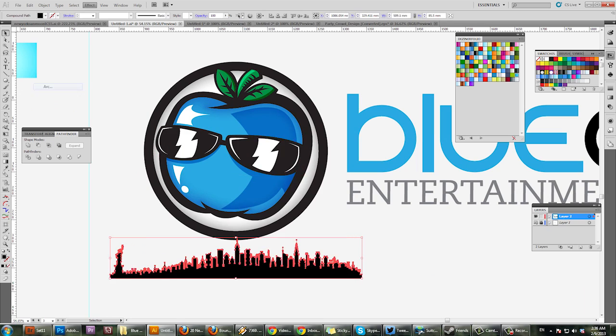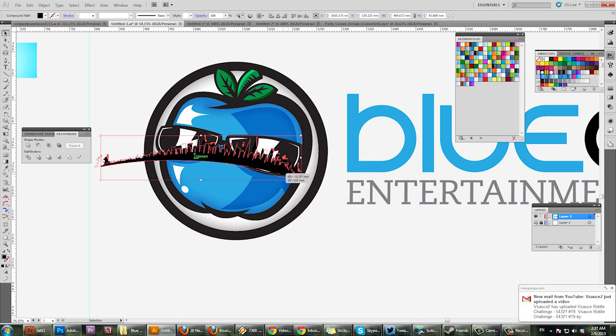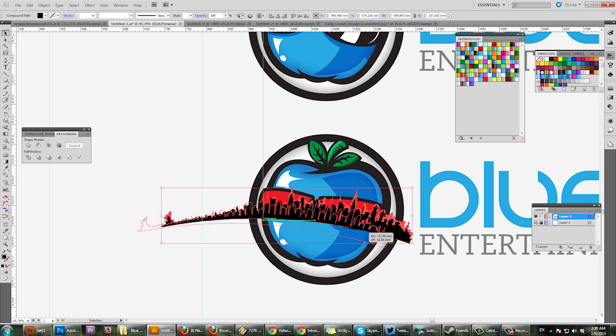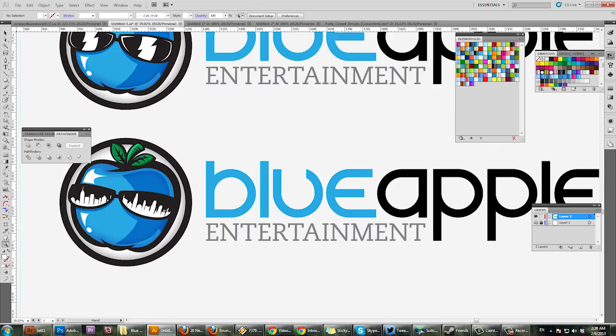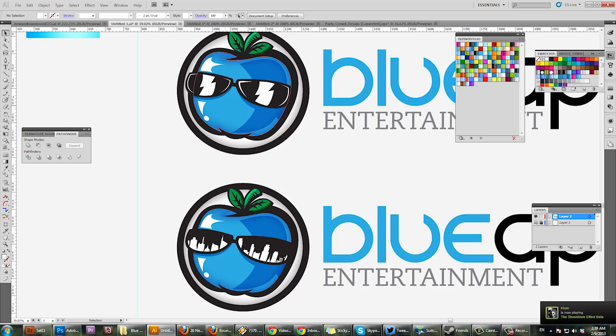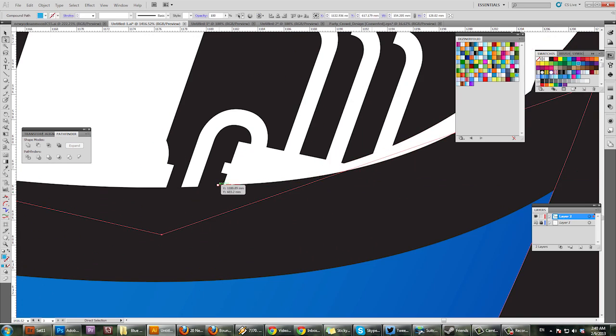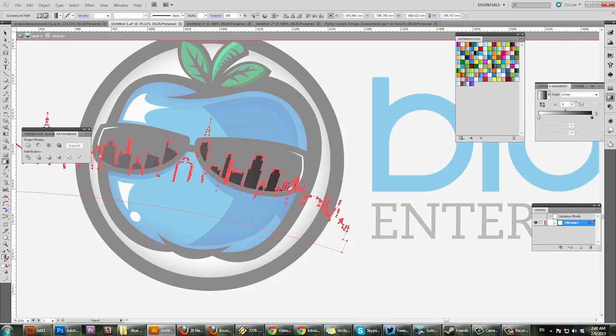So the skyline, I actually bought that from a stock website, because I didn't have a skyline of New York, and this is a highly detailed version of it. So I paid $25 for that, just for this project. Now that's dedication. It's about 10% of what I charge for the actual logo.